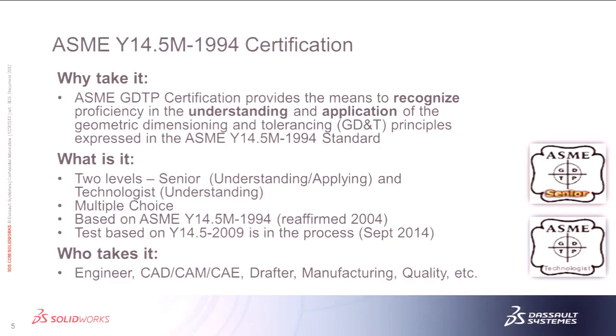Like I said, there's 2 levels. There's the senior and then the technologist. Once you get the technologist, you have to work for 5 years using GD&T before you can actually take the next level. And that really focuses on being able to apply GD&T. We looked up right before we came if the test is still tested on the 1994 or 2009. And it's still on the 1994. 2009, they said on the website, is September 2014.